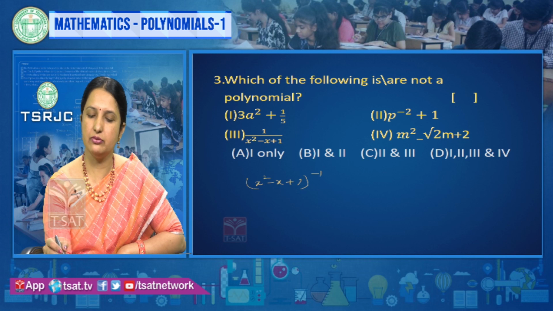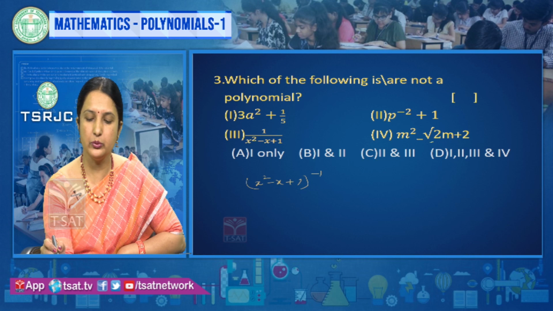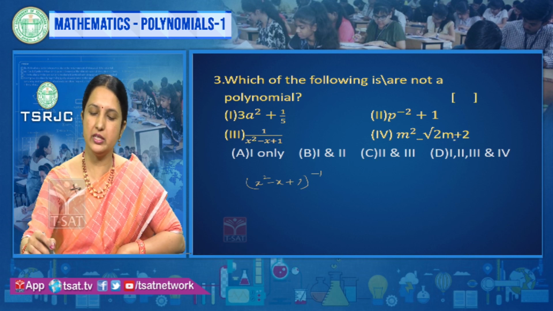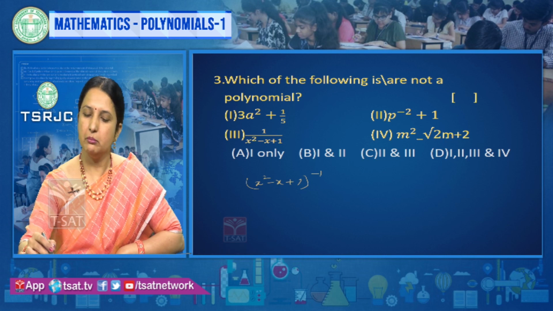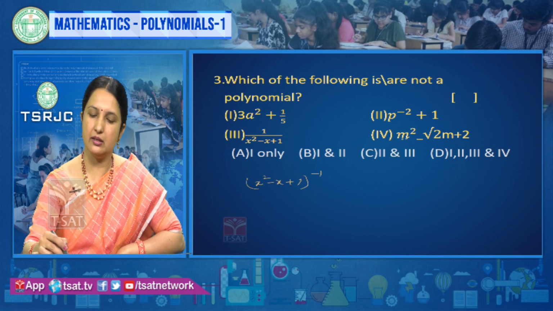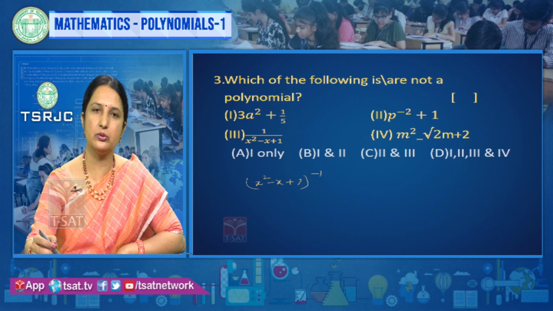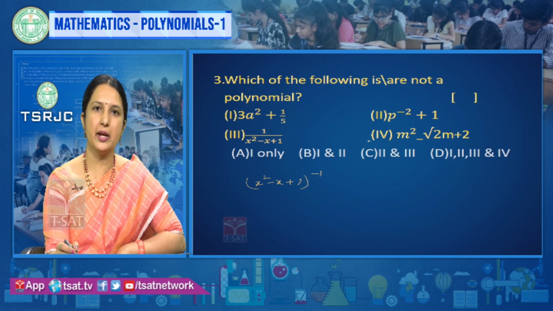And then next, in the fourth option you see m square minus root 2 m plus 2. When you observe this, some students will get confused, but the option is clear that this is a polynomial only, because the coefficient is root 2, and all the coefficients are real numbers. Root 2 also comes under the real numbers. So the fourth one is also a polynomial. 1 and 4 are polynomials. 2 and 3 are not polynomials.